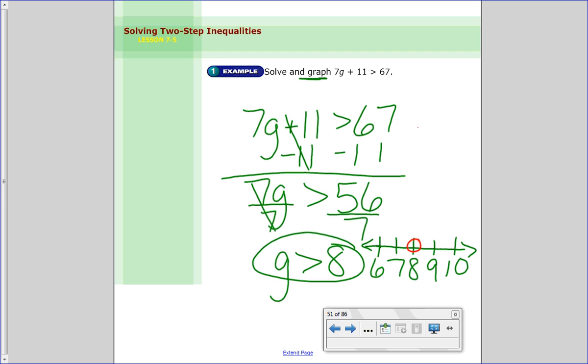The only time you use an open circle is when it's greater than or less than. You use a closed circle if it's less than or equal to or greater than or equal to. So it's closed if it's equal to it. So here I have g is greater than 8. So it is not a closed circle. It's going to be open. You can try different numbers in here. Well, I know automatically it's going to go in this direction because g is greater than 8. So it can be 9, it can be 10, and so on.